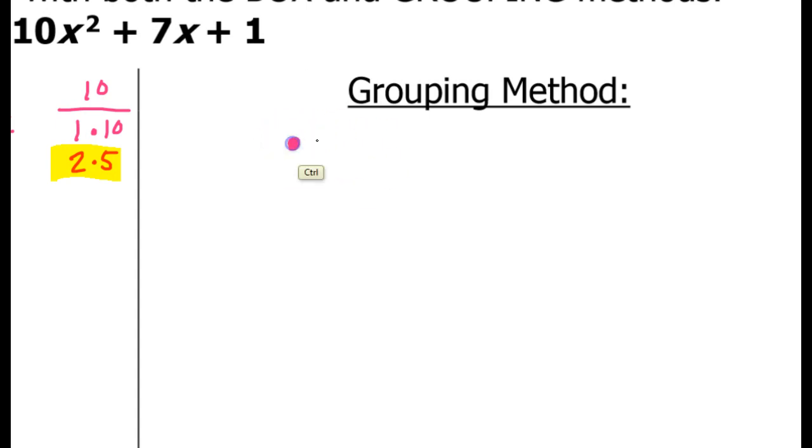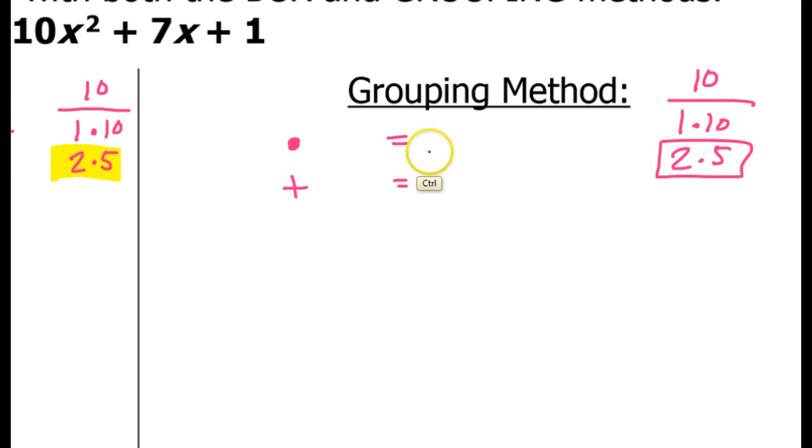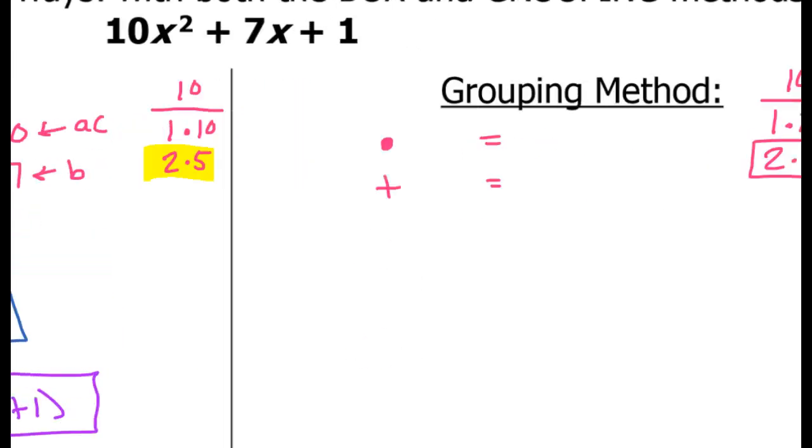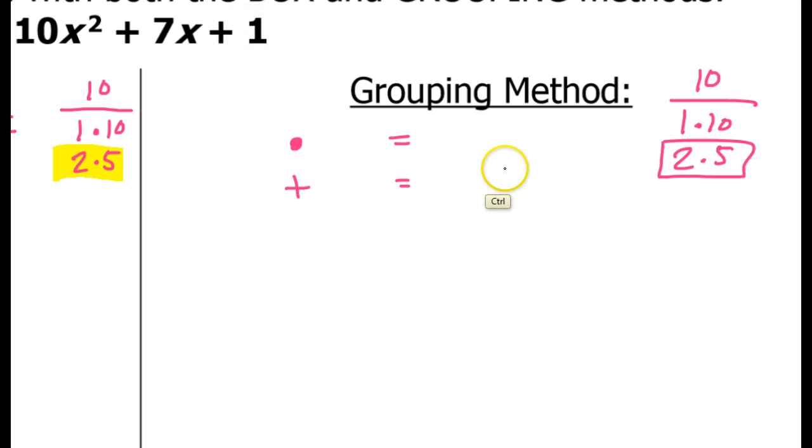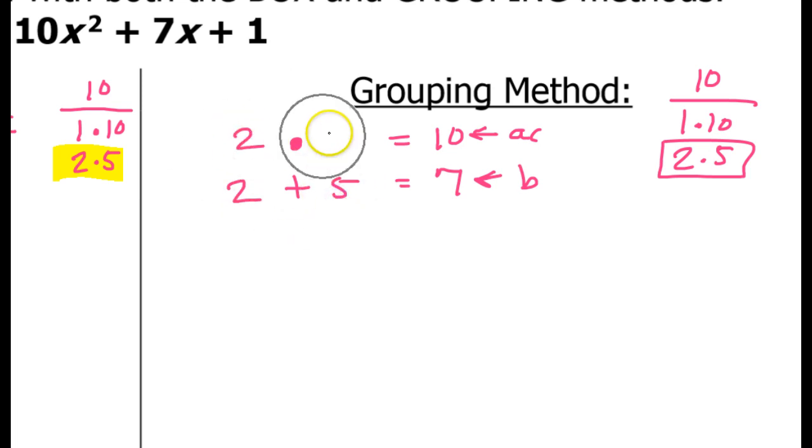Okay, so we will do the same thing as before, product and a sum. We would do the same process with the 1 times 10 and the 2 times 5. Oh yeah, I forgot to say, just like we always do, the product is A times C, so that's 10. The sum is the B value, so that's going to be 7. Okay, nothing has changed. Just like before, we picked the 2 and the 5, and 2 times 5 makes 10, so that was great. Okay, all of that is the same.